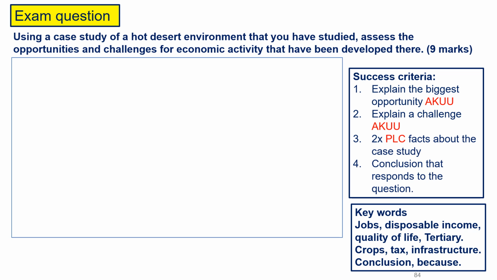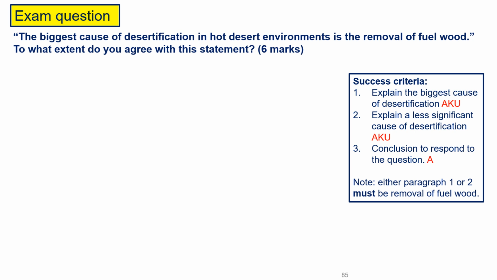Next question, the biggest cause of desertification is the removal of fuel wood. To what extent do you agree with the statement? So you need to follow AKUU on one cause of desertification in the Sahel, another AKUU on another cause of desertification, and then your conclusion. You must have at least one paragraph on the removal of fuel wood. Your other one could be on climate change, overgrazing, or overcultivation in the Sahel. Please pause. And the next question.